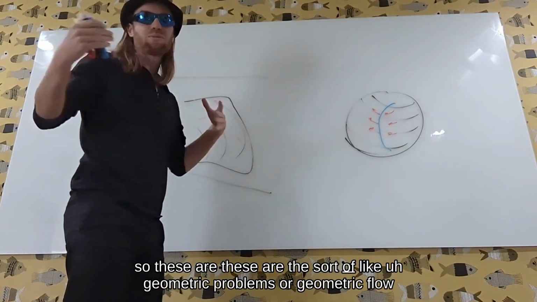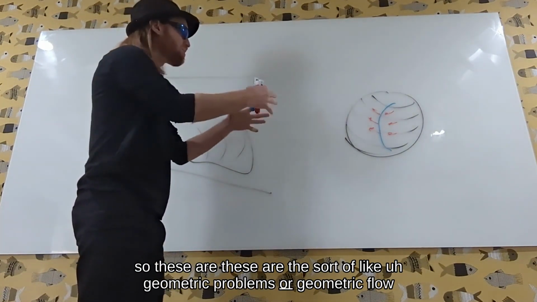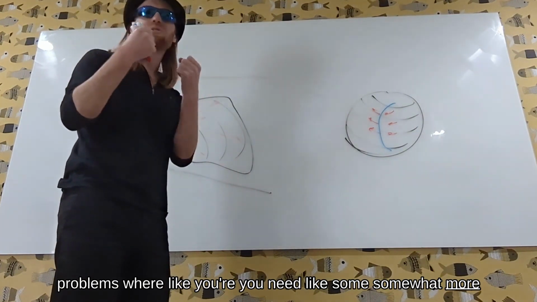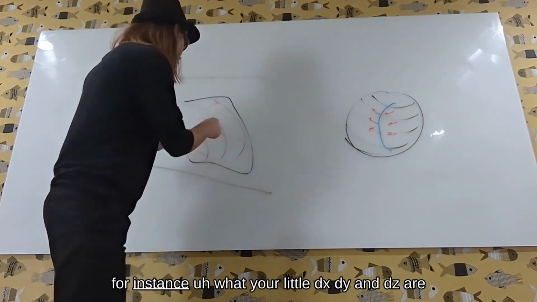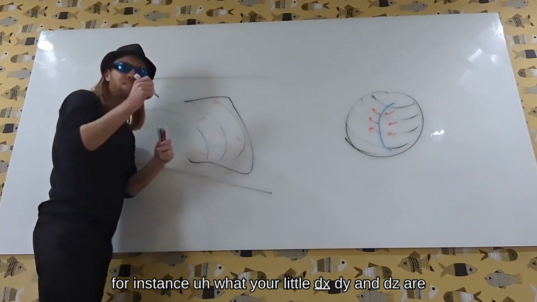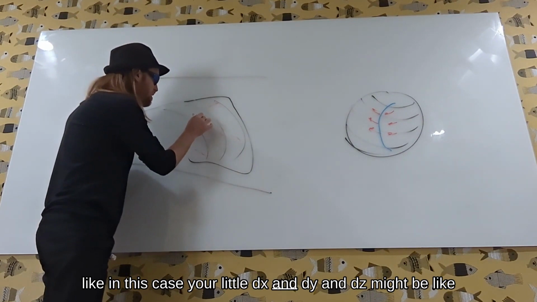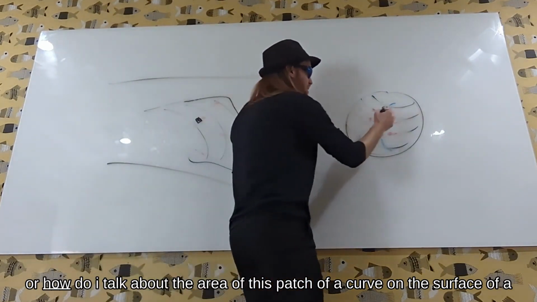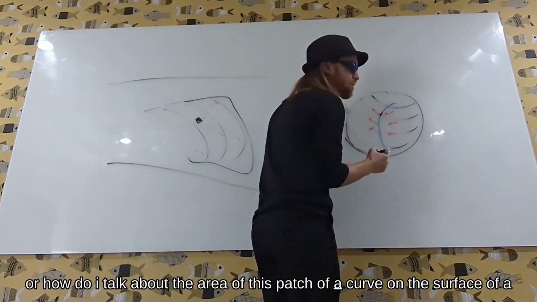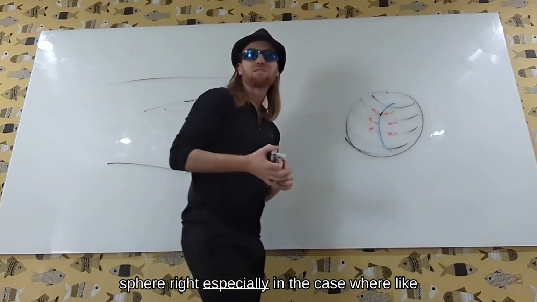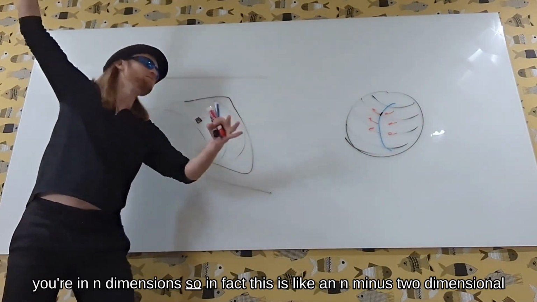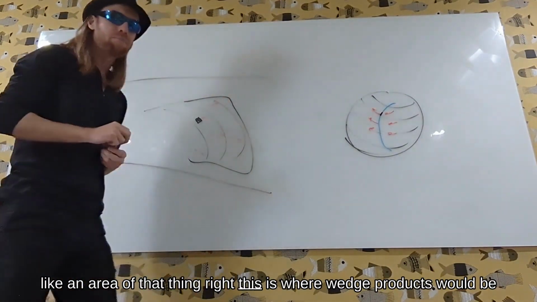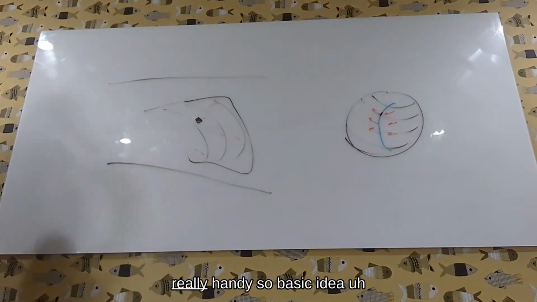So these are the sort of geometric flow problems where you need somewhat more sophisticated machinery for talking about, for instance, what your little dx, dy, and dz are. In this case, your little dx and dy and dz might be the area of this little curved patch of surface here. Or how do I talk about the area of this patch of a curve on the surface of a sphere, right? Especially in the case where you're in n dimensions. So in fact, this is an n-2 dimensional surface. We're trying to talk about something like an area of that thing, right? This is where wedge products can be really handy.